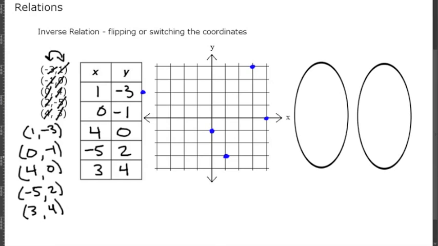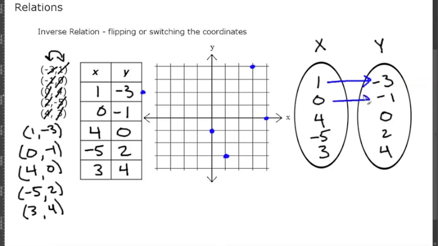Now let's see how we would map this. Our x is on the left now, and our y is on the right. What used to be our y's are our x's, so this now becomes 1, 0, 4, -5, 3, and what used to be our x's becomes our y's. So this is -3, -1, 0, 2, 4. And the same thing, we're going to connect them with a line. So 1 is with -3, 0 is with -1, 4 is with 0, -5 is with 2, and 3 is with 4.